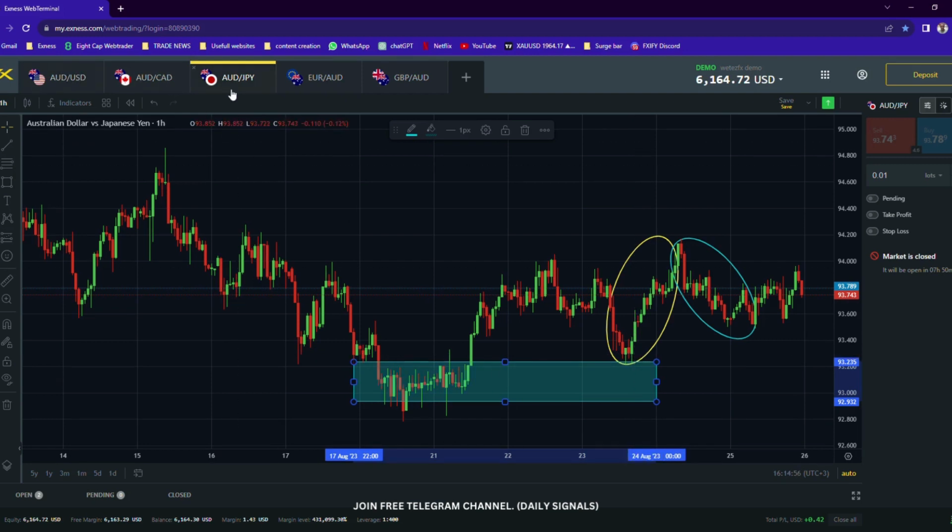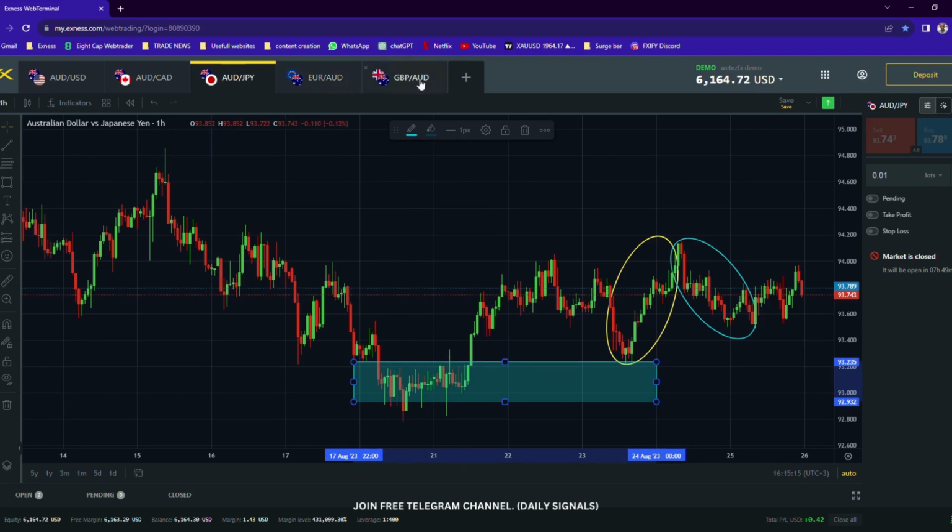So these are the three pairs we have chosen that have a positive correlation. They will go up in the same market structure and they will come down in the same market structure. So there is a lot of opportunities right there. So let's look at these two pairs.